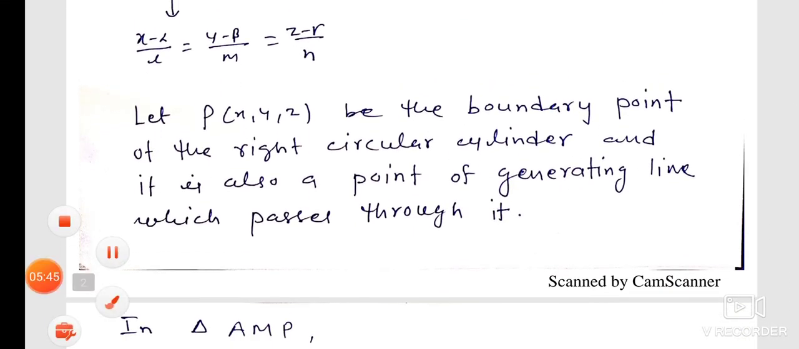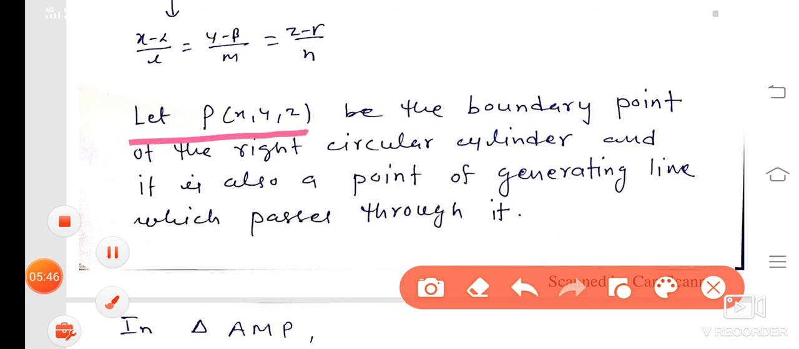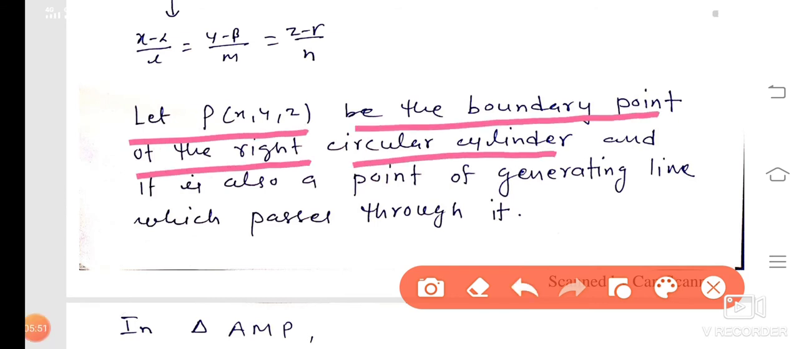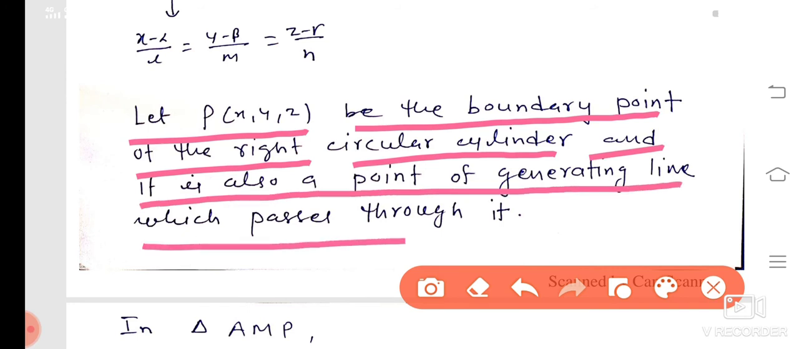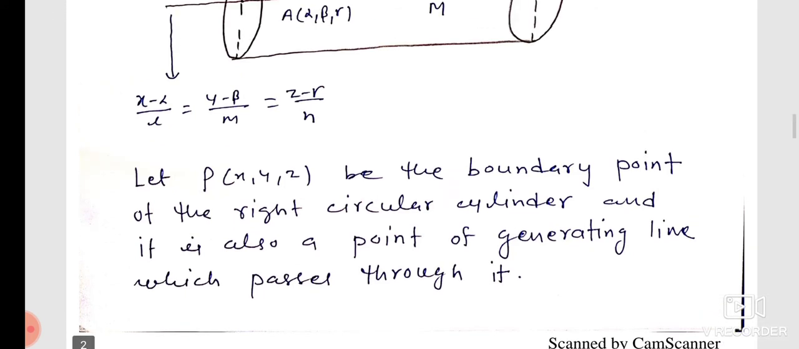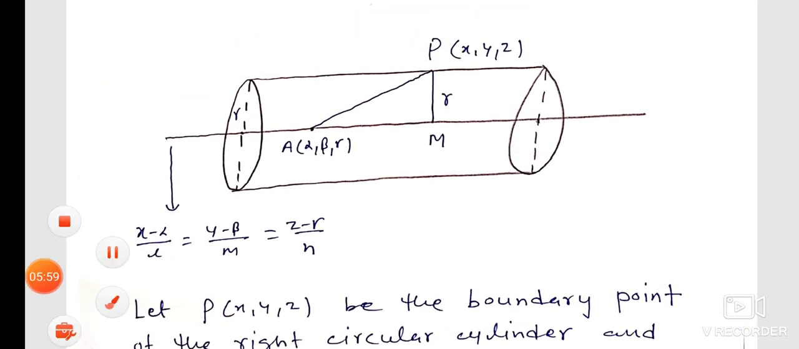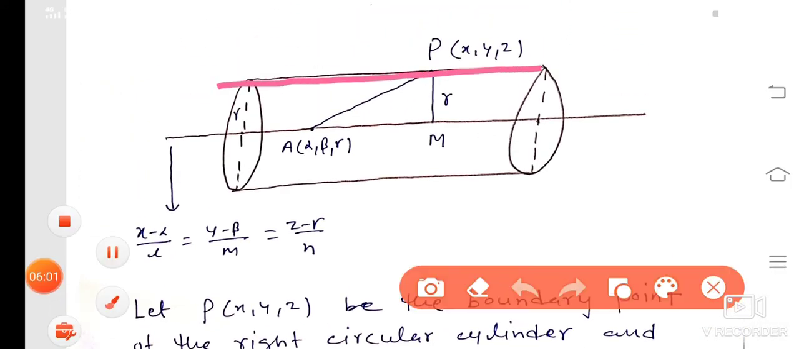Next, let P(x, y, z) be the boundary point of the right circular cylinder, and it is also a point of the generating line which passes through it. You can see in the diagram, this line is also a boundary line, and this line is also the generating line of the cylinder. So point P is known as the boundary point and also a point on the generating line.